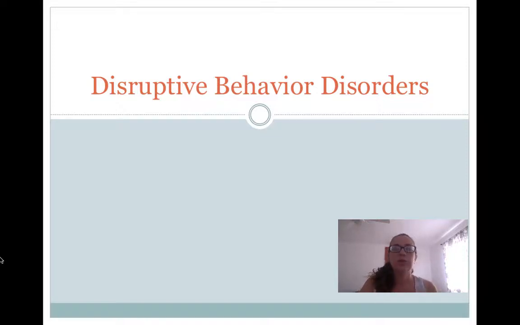Hi guys, so we're going to go on to the second half of chapter 14, which is developmental disruptive behavioral disorders. So these are particularly for children who are having a hard time controlling their behavior in life. So the classic one that we all know about is attention deficit hyperactivity disorder. It's actually not ADD anymore, it's ADHD.